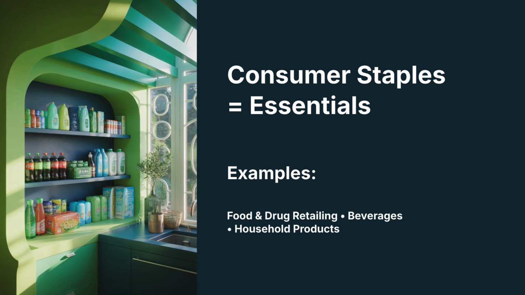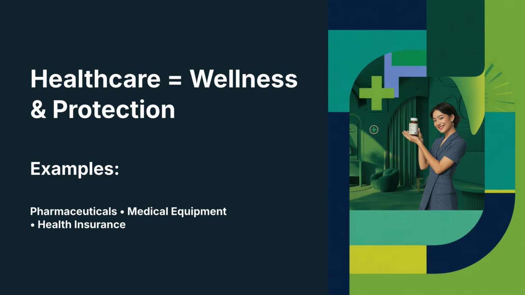First up is consumer staples. As MSCI defines it, these are your absolute essentials. The industries here include things like food and drug retailing, beverages, and household products. The Motley Fool points out classic examples like Coca-Cola in the beverages industry or Procter & Gamble in household products. I mean, you're always going to need toilet paper and toothpaste, right?